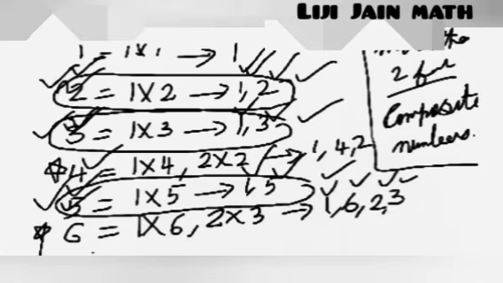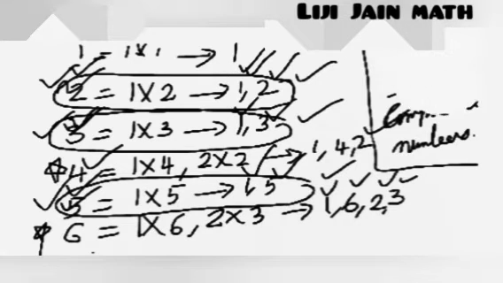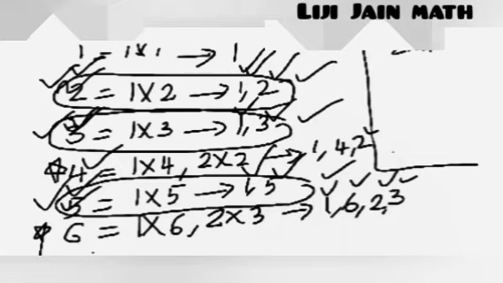Now we have learned 2 types of numbers. First one is prime numbers and second one is composite numbers. What is the definition of prime numbers? Numbers having 2 and only 2 factors. They should have 2 factors, but they should not have more than 2 factors. Numbers having 2 and only 2 factors are known as prime numbers.